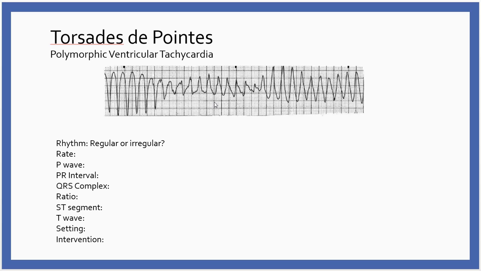You're going to use energy just like you would if it was a monomorphic VTAC. The only addition to torsades is magnesium. We're going to try to get a gram or two of magnesium in, and we can mix it in like 10, maybe 25 of saline. And if a code is going on while you're doing this, don't stop the code for this. Just go ahead and find a port, and we're going to get that in over 5 to 10 minutes or so.